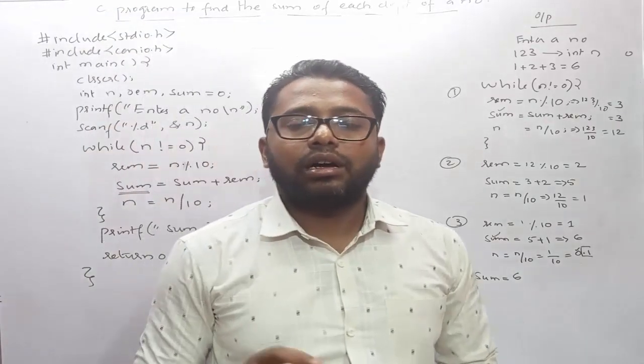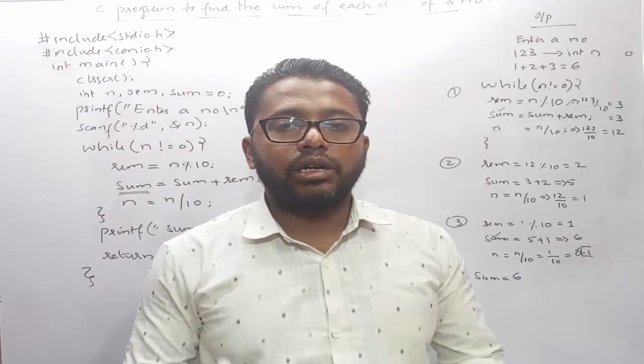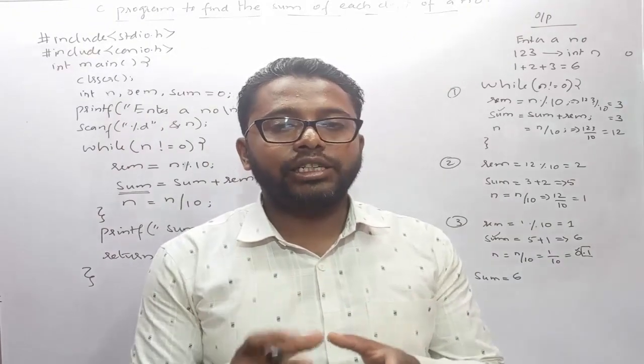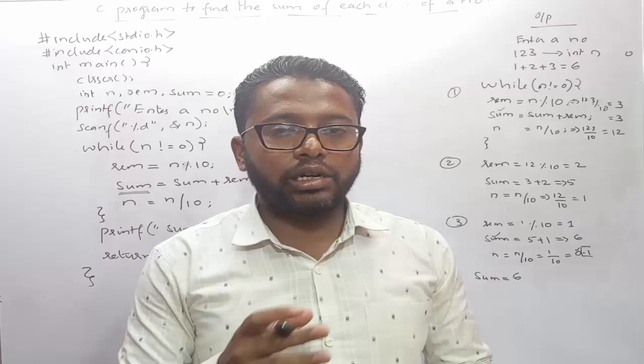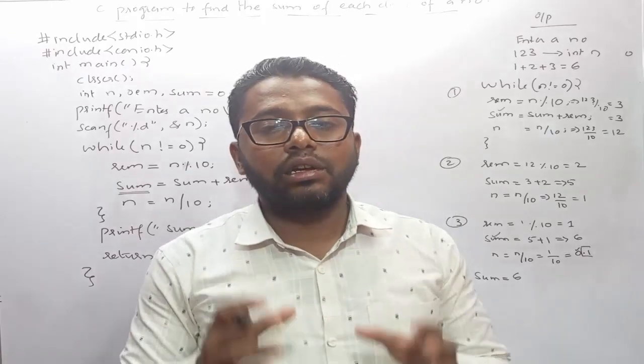So this is how you can write a C program to add each and every digit of a number. I hope you guys have understood the logic which is discussed in this video.